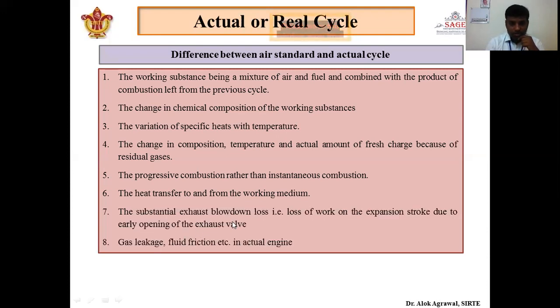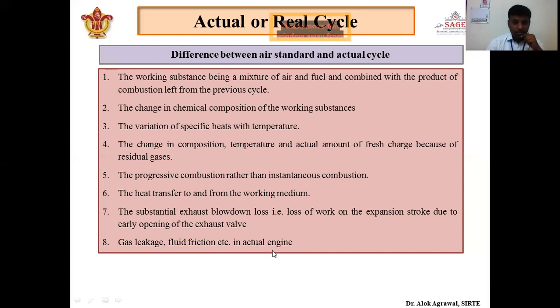Next, the substantial exhaust blowdown loss. That is the loss of work on the expansion stroke due to the early opening of the exhaust valve. In the valve timing diagram, what we have seen is that we are opening the exhaust valve before the power stroke ends. So what is happening here? Because of that, there is a loss of work, and that loss of work will be considered in the actual cycle, but in the ideal cycle, it is neglected.